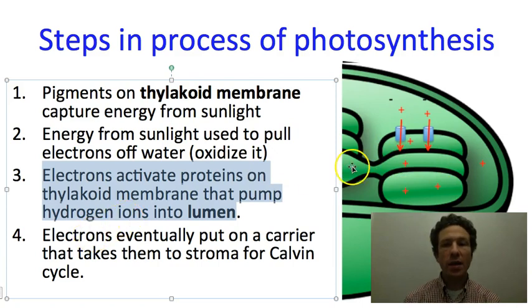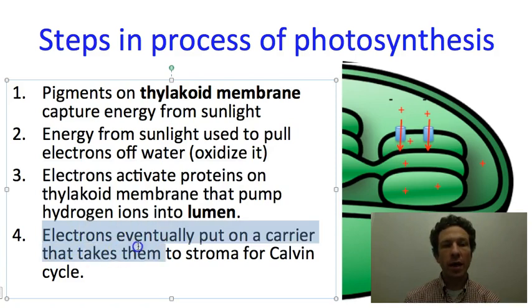Those electrons then, after they are used to do this, they don't go away. They still have to go somewhere. And it turns out that those electrons are going to get put on a carrier molecule. This is NADP. And that carrier, NADP, then is going to carry the electrons from the thylakoid into the stroma, and they're going to be used in the process of actually creating glucose in the Calvin cycle, and we'll talk about that process very briefly at the end of today's lecture.